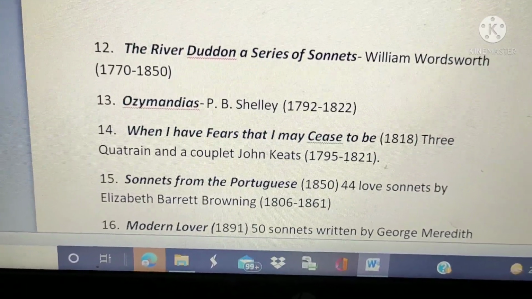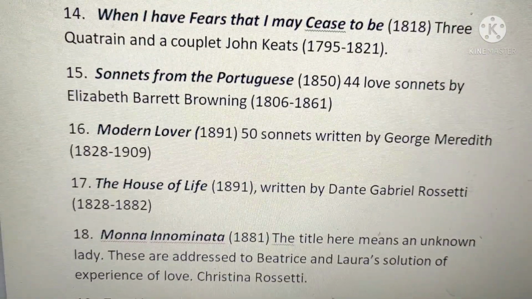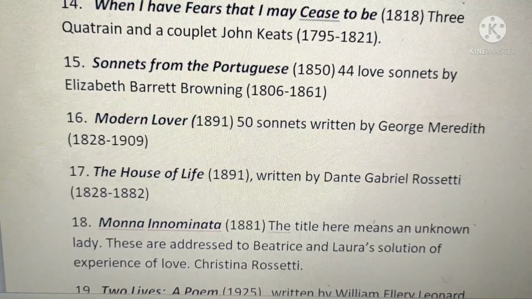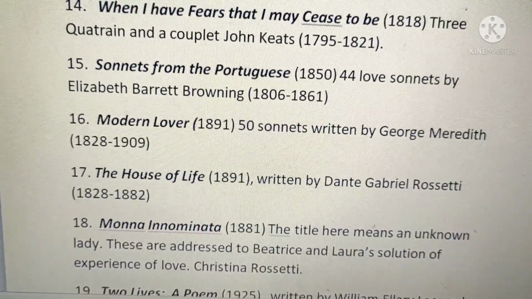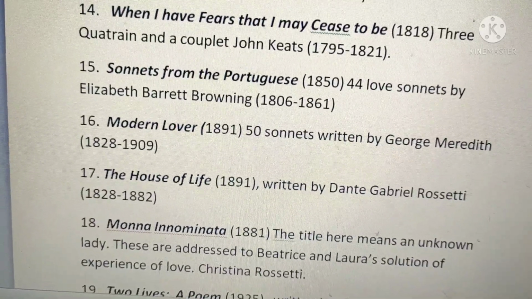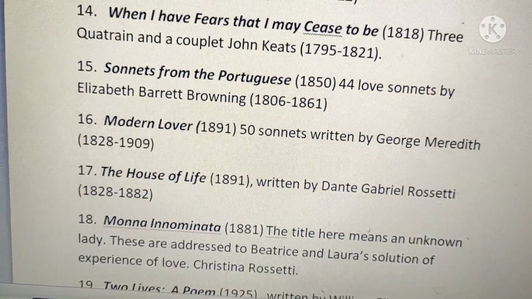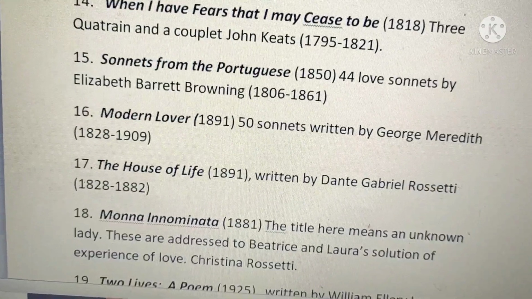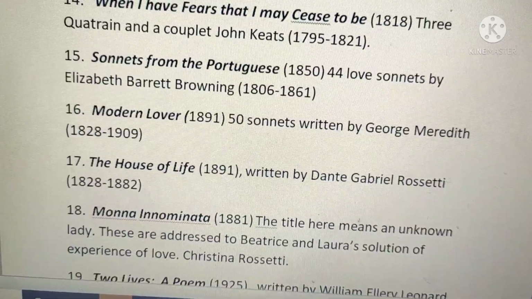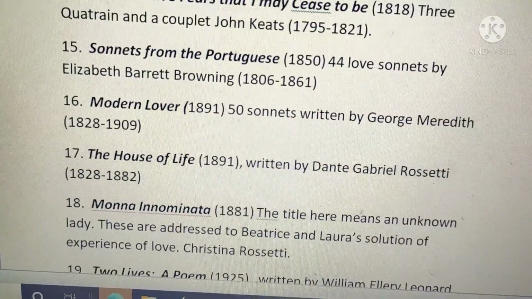Now let's move ahead. In the Victorian age, Robert Browning's wife Elizabeth Barrett Browning wrote 44 sonnets to express her love for her lover. Her sonnet sequence is known as Sonnets from the Portuguese. Then in the Victorian age, George Meredith wrote 50 sonnets and his book is known as Modern Love.